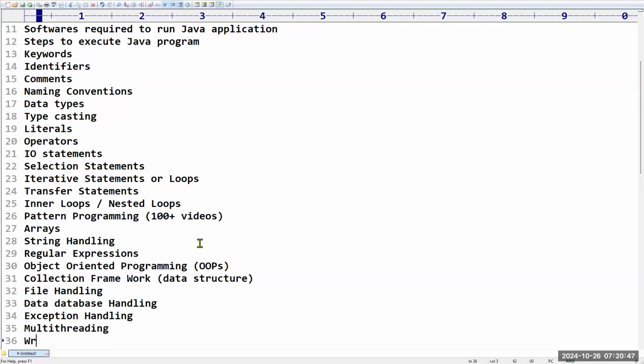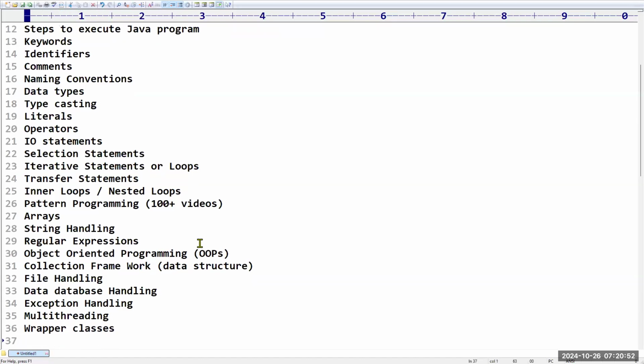Next, we have wrapper classes. After that, we have Java new features, like lambda expressions, functional interfaces, default methods. There are n number of new features. We are going to see these new features also.